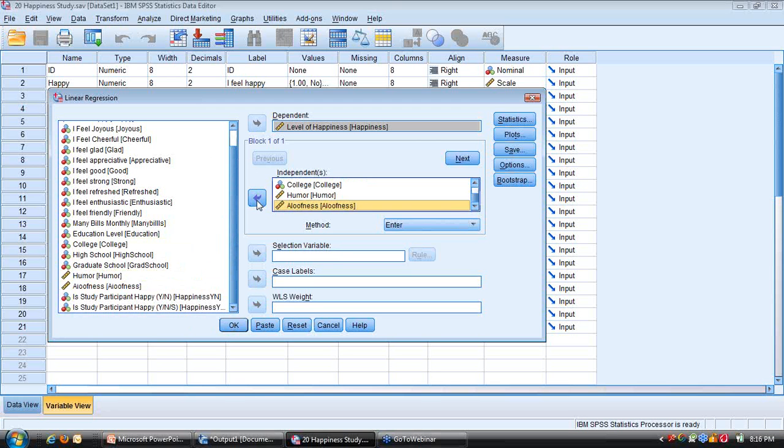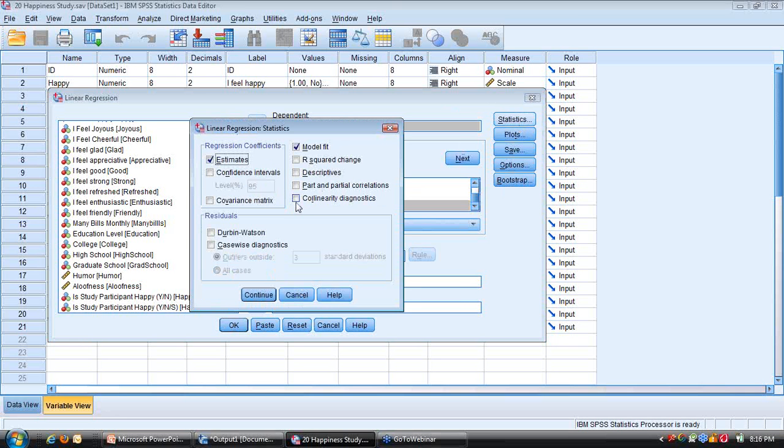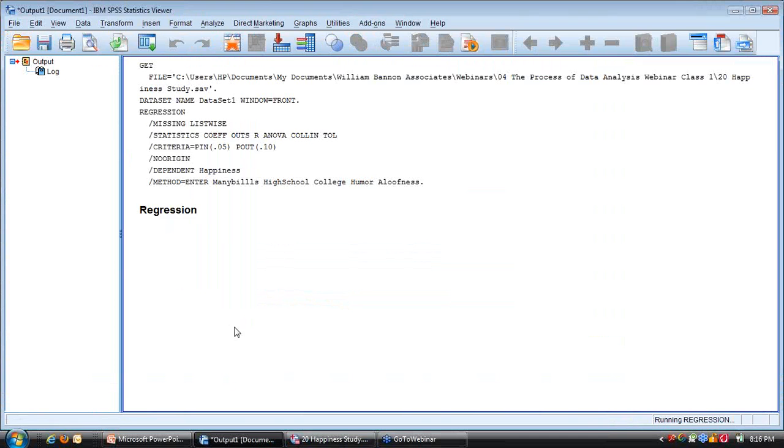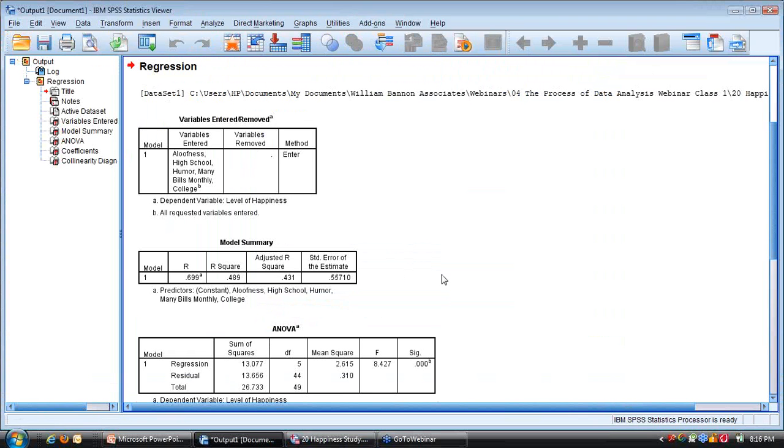Now, as I said, when we looked at the checks of test assumptions, we want to put in our collinearity statistics. So we go in Statistics and click Collinearity Diagnostics, and continue, and OK. So here is our printout. At the very top it says regression. That's how you know where it starts. And then variables removed. Now this is what we're going to look at in the slides.